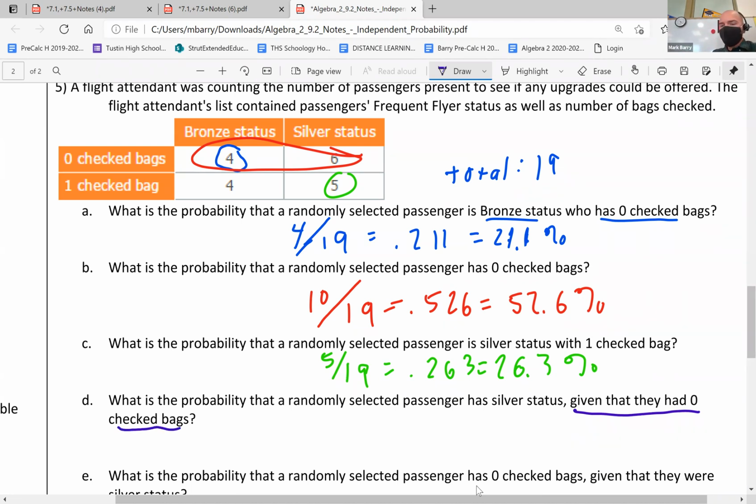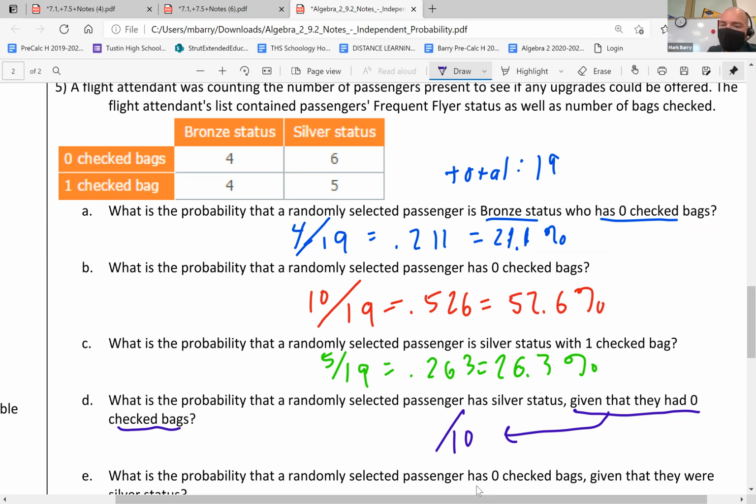So when it says that word given, you assume the truth of that statement. We're only going to be looking at the people who have 0 checked bags, okay? So in the rest of this question, part D, I'm only looking at the people who had 0 checked bags. So if there is only people with 0 checked bags, how many people are there? What's our denominator? And I usually do our denominator first here. So the denominator here is only the people who have 0 checked bags. So it's no longer 19, it is now 10. Because again, when it says given they only had 0 checked bags, I'm assuming the truth. I'm assuming they're only looking at people with 0 checked bags, okay?